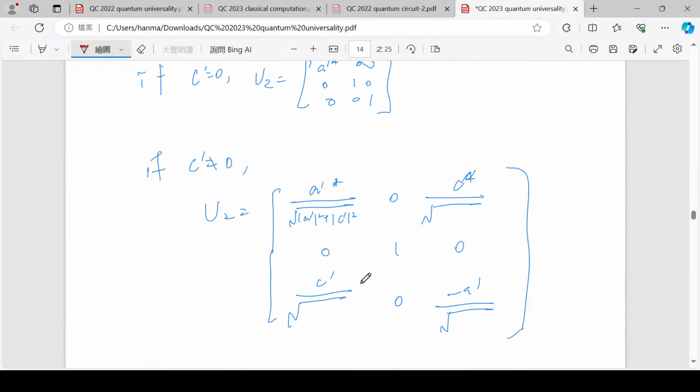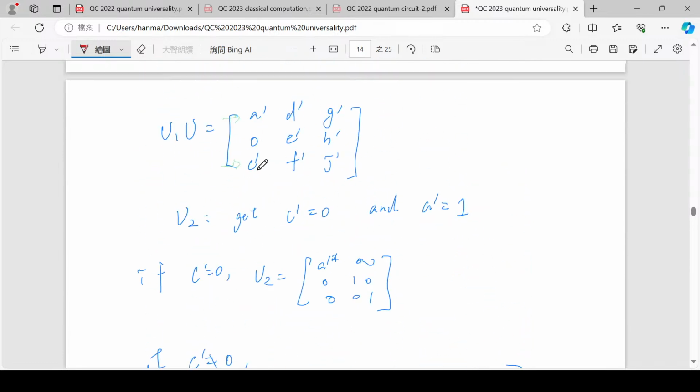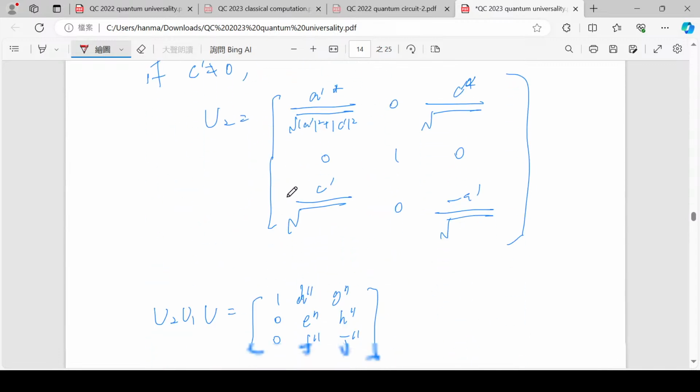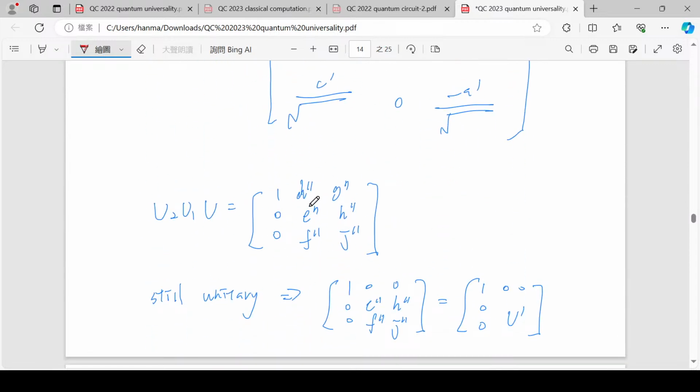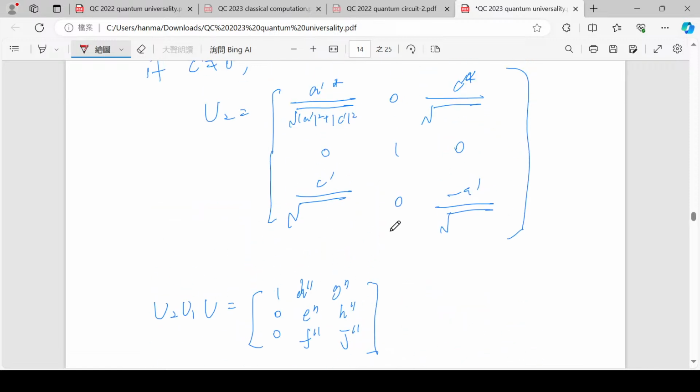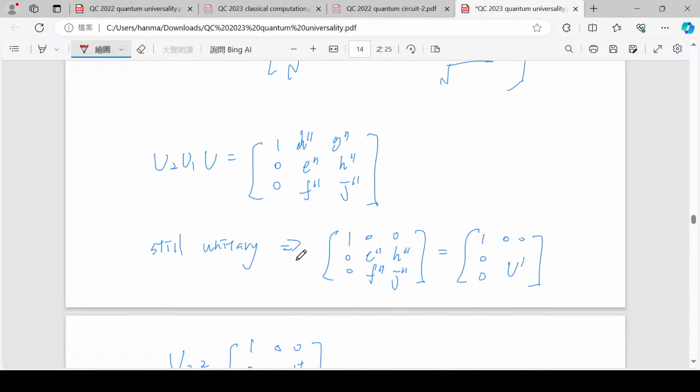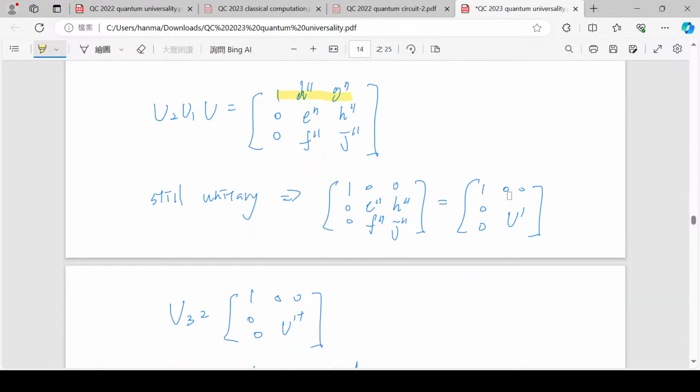And also you will see that on the middle row you have this 1. So this 0 is not affected, so it will stay 0, and you will get this matrix: 1, 0, 0. But the interesting thing here is that we know this is still a unitary matrix. You have 1 here, so you consider the first row. The first row is a unit vector with value 1, so D double prime and G double prime must be 0. So we see that your matrix actually looks like this.